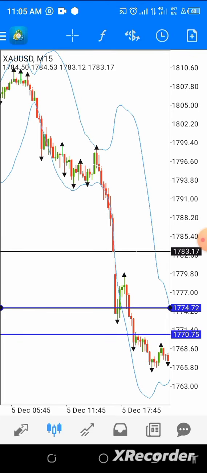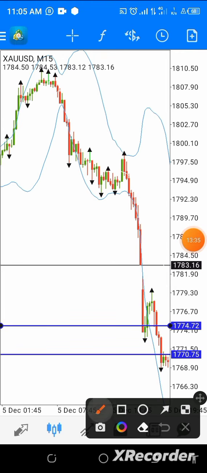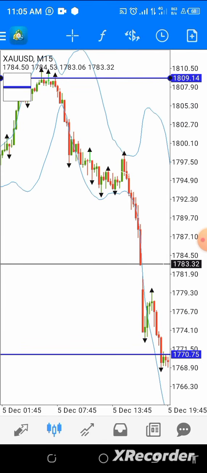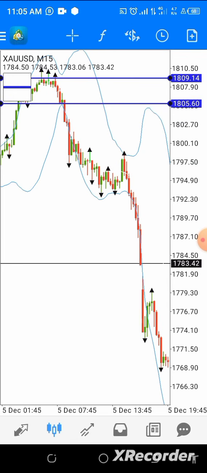Now look at it here. This is a breakout here. I want to work on these two recent fractals, I mean this one and then this one. This is the first sell fractal, and this is a buy fractal. Now look at it. You are going to put your trend line around this place, and your second trend line around this place. You'll be waiting for breakout.